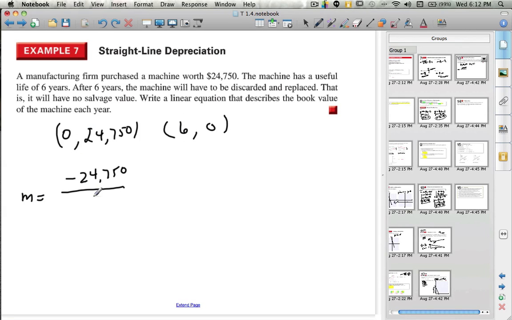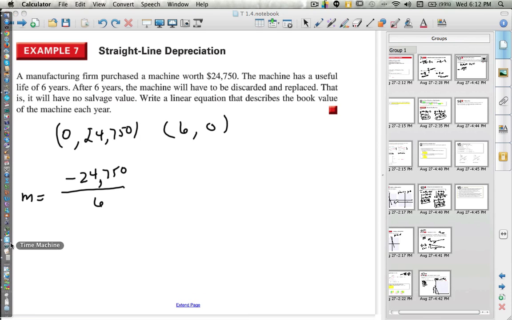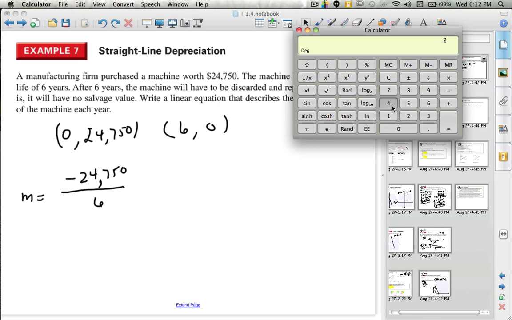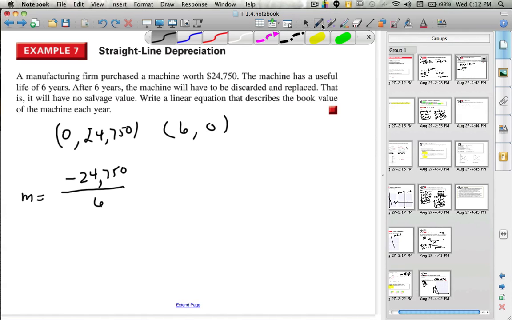And 6 minus 0 is 6. Okay, so I might want to simplify that. Let me go ahead and pull out a calculator. So if we have 24,750 divided by 6, that is 412.5. So I'm going to use that as the slope.